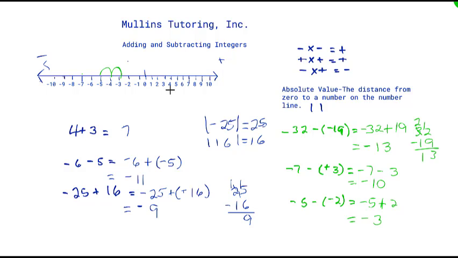So we can use our number line to help us when we're trying to solve or adding or subtracting with integers. Remember, when we're trying to decide whether it's going to be a positive or negative number, we just look at the absolute value, which is the distance of a number to 0.